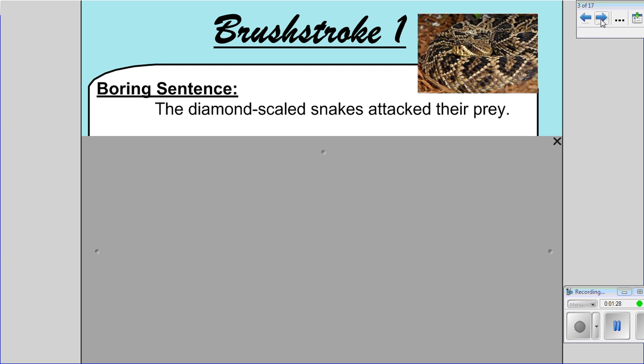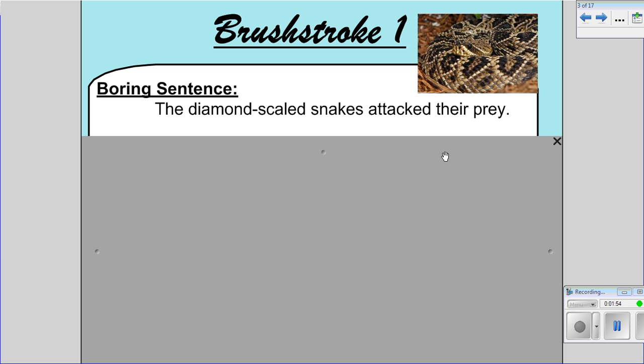All right, today we are going to talk about image grammar and the different types of brushstrokes that go along with image grammar. So please go ahead in your writer's notebook, underneath your sentence about a cat, and write brushstroke 1. Here is a rather boring sentence. It says, the diamond-scaled snakes attacked their prey. Not really too much going on in this sentence.